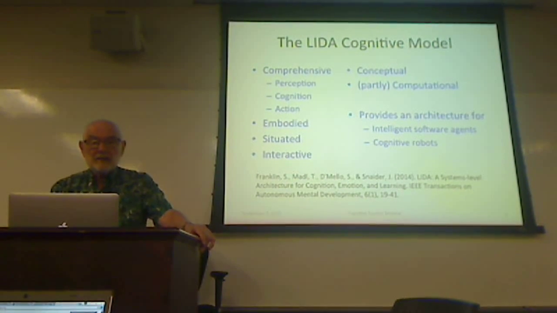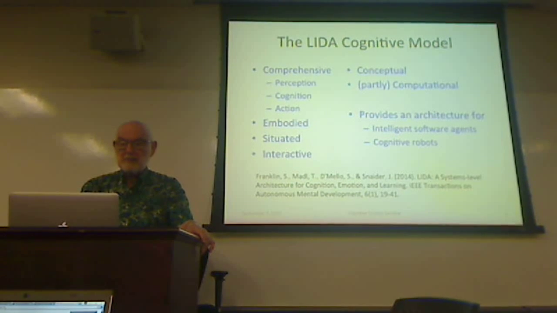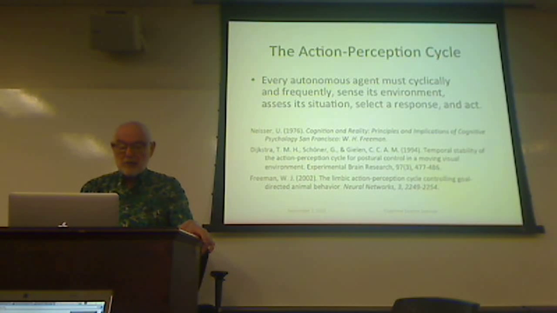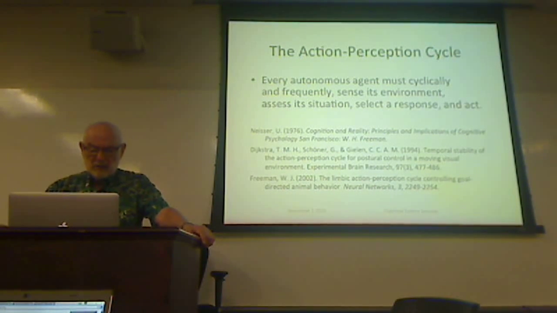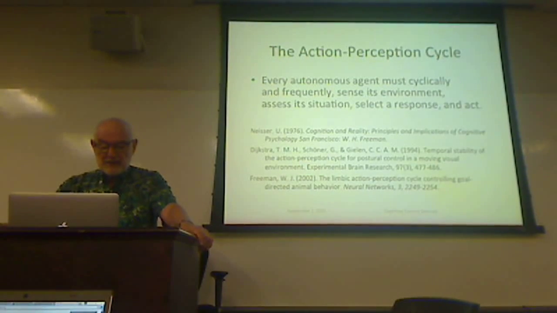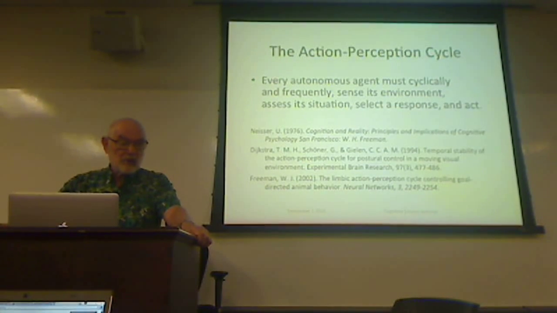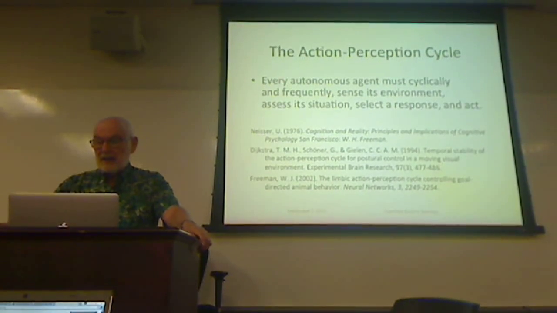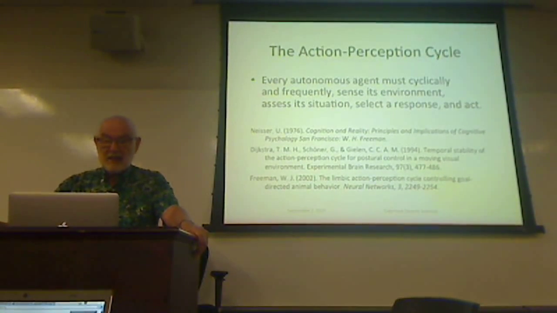The LIDA model is based upon what both the psychologists and the neuroscientists call the action perception cycle. It says that every autonomous agent must cyclically and frequently sense its environment, assess its situation, select a response, and act. It has to look around, see what's going on, figure out how that relates to what's going on internally with it, and figure out what it needs to do about it. And it's got to do this quickly, fast enough to avoid dangers and to take advantage of opportunities. So it has to be done quite frequently.